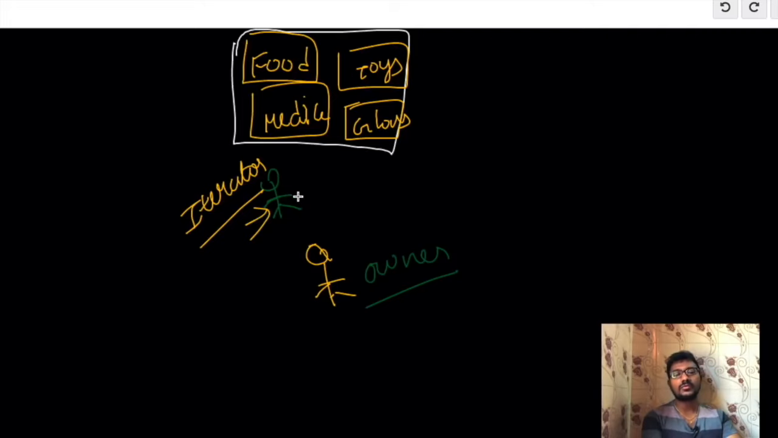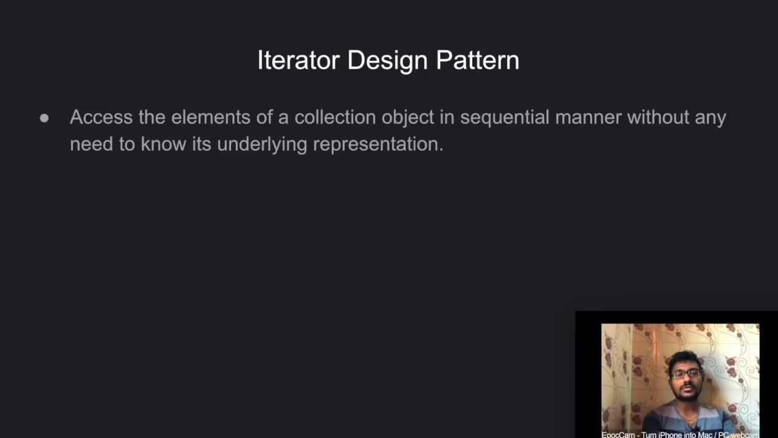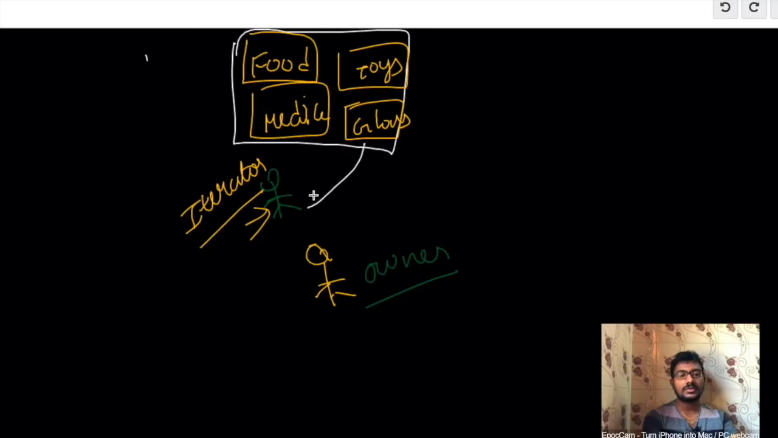First, he will check whether the container contains something or not. Yes, initially the container contains food, toys, medicine and glass. So he will access the topmost one, in a sequential manner. First he will access the glass and deliver it to the owner, and then he will check whether any other packages are available in the container. Yes: food, toys and medicine. He will access the next package, which is toys, and deliver the toys package to the owner.